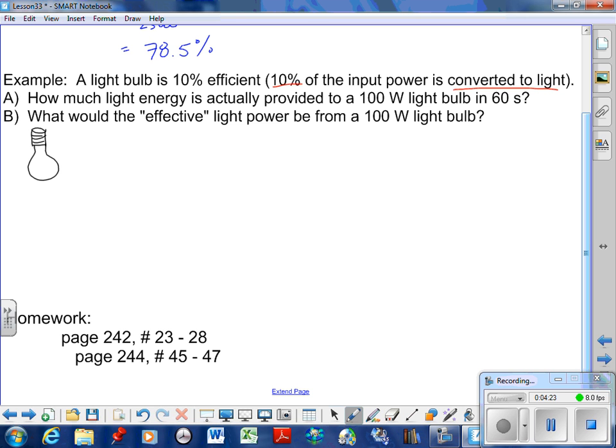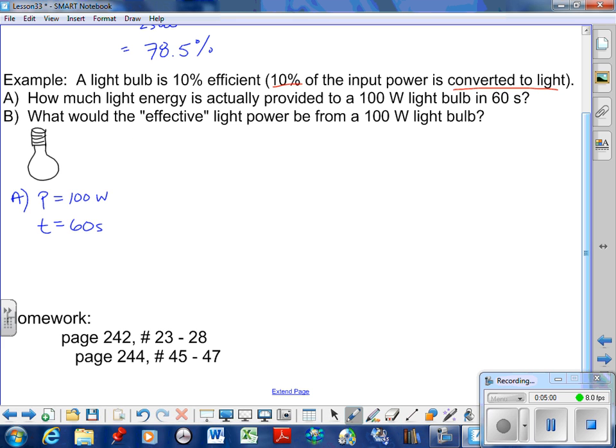So part A: how much energy is actually provided to a 100-watt light bulb in 60 seconds? Well, I know I've been given, in this case, power, 100 watts. I'll just use P. So power equals 100 watts. I know my time is 60 seconds. So I know that it's only 10% efficient.